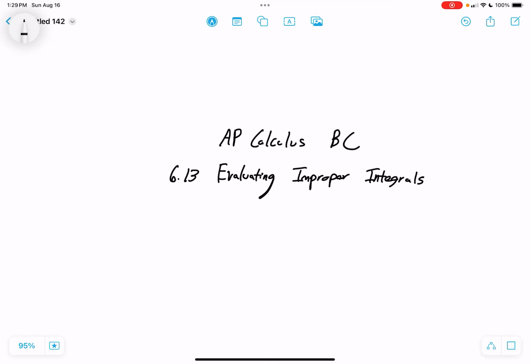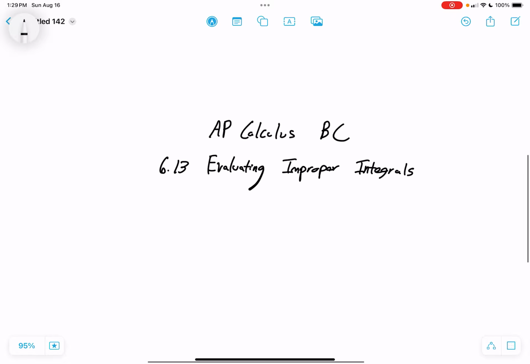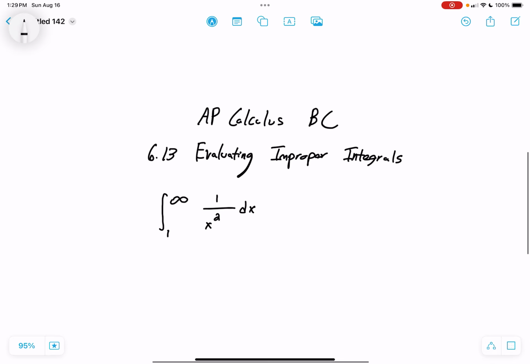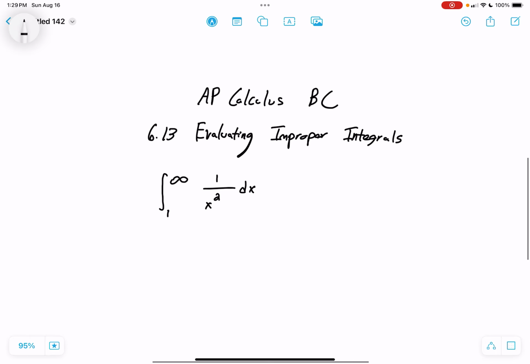Hey guys, today we're going to be looking at evaluating improper integrals, and this is for AP Calculus BC students. So we've seen integrals that have real numbers in their bounds, right? But what if we're dealing with something like this? The integral from 1 to infinity of 1 over x squared dx. Well, infinity is a concept, not a number.